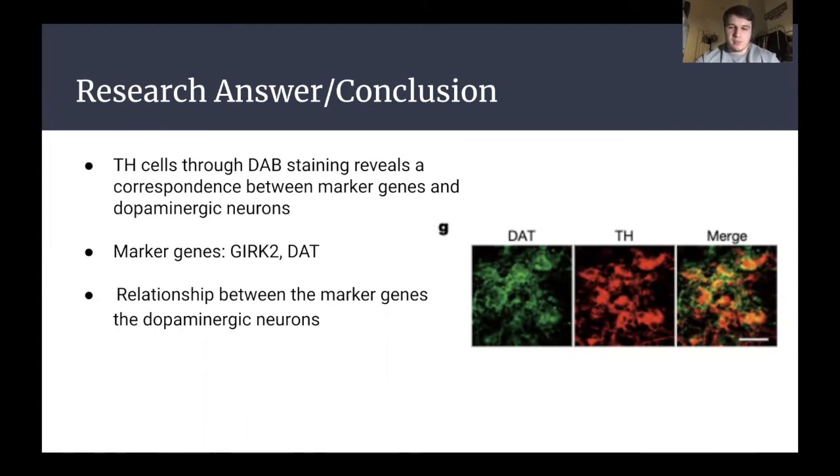treat Parkinson's disease. Further examination of TH cells through DAB staining revealed a correspondence between the marker genes obtained from the surviving grafted cells and the dopaminergic neurons acquired from the human iPS cells. Marker genes such as GIRK2 and DAT were found in the cells that survived after performing immunostaining. This comes to show that there's a relationship between the marker genes and the dopaminergic neurons that derive from the iPS cells.